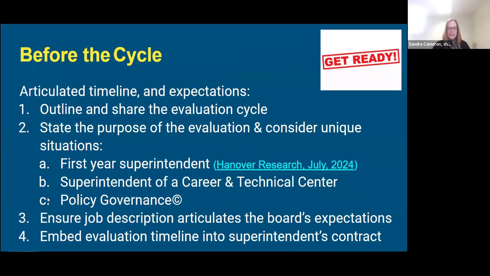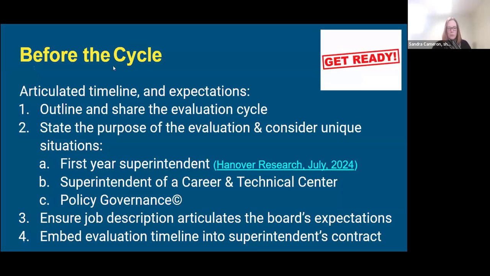The most effective superintendent evaluation outlines a process that's systemic, fair, transparent, and meaningful. Spend time as a board outlining the evaluation cycle and share this with the superintendent. State the purpose of the evaluation, considering situations such as having an interim superintendent or a first-year superintendent. The evaluation purpose might be quite different in these situations.